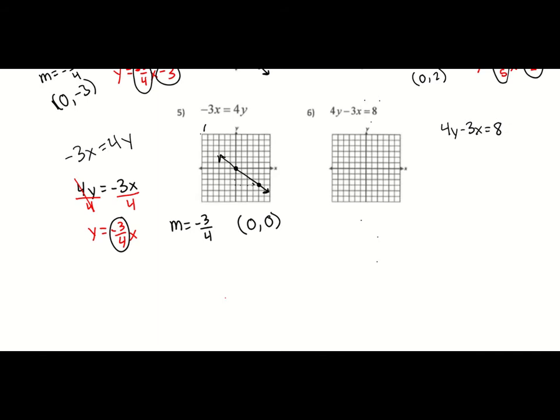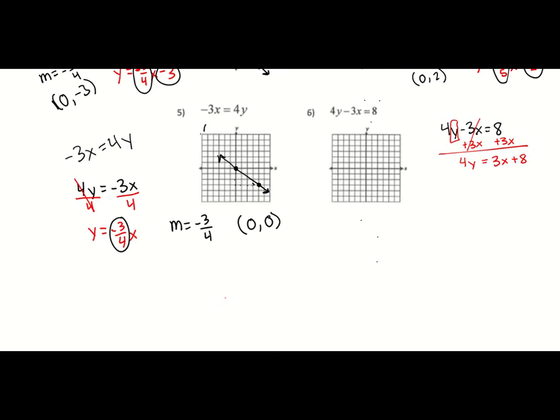Okay, last example here. I have my y, I'm trying to get by itself, so I'm going to start with what's furthest away from the y, which is that 3x. I have a negative 3x, so I'm going to add it to both sides. That leaves me with 4y on this side. That is 0. Then I have a positive 3x and a positive 8.